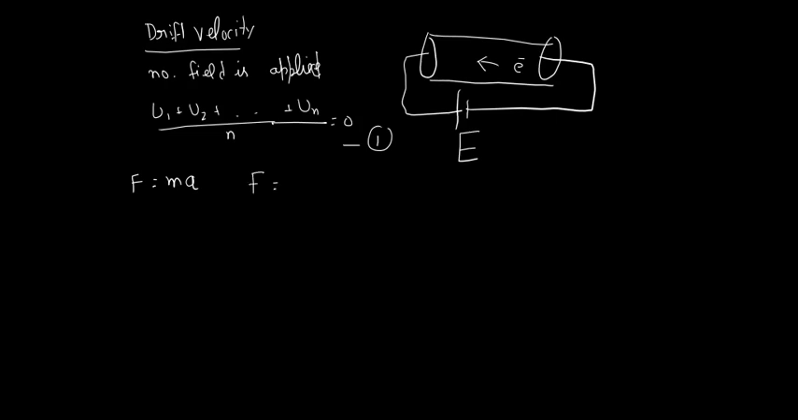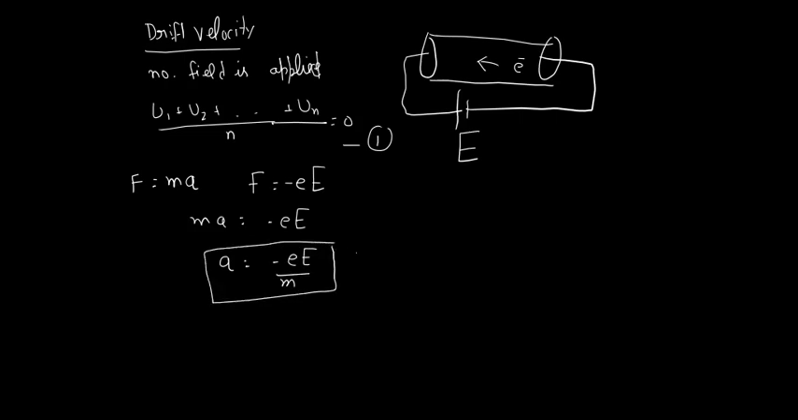As we already know, F = ma, where F is force, m mass, and a acceleration. And similarly, F = eE, where small e represents the charge on the electron and capital E represents the electric field. From these two, we calculate a = -eE/m, where the negative sign represents the charge on the electron, which is negative. So this is our first important result.